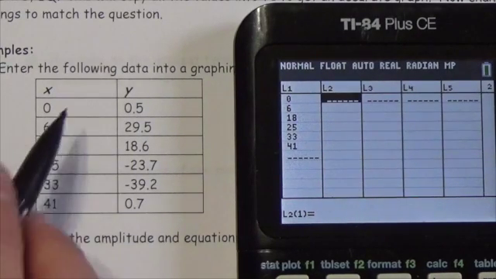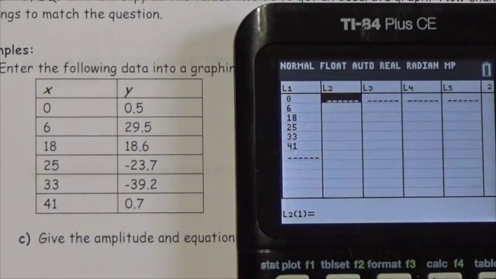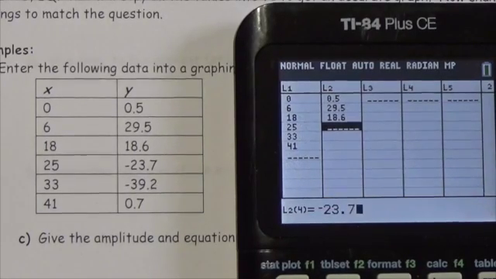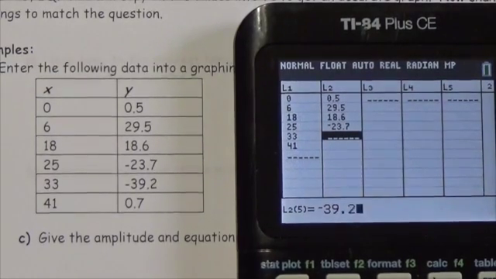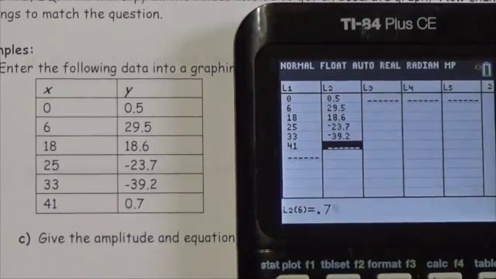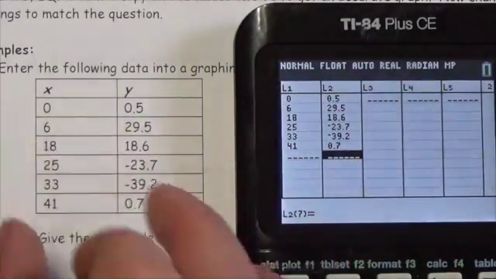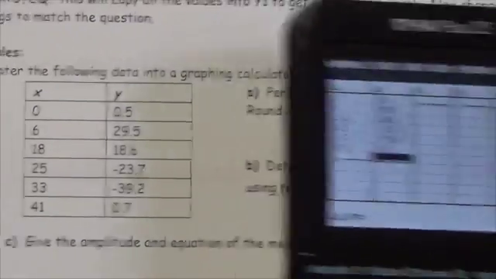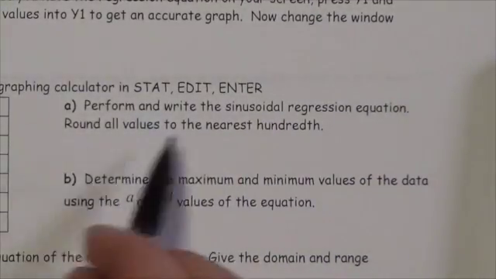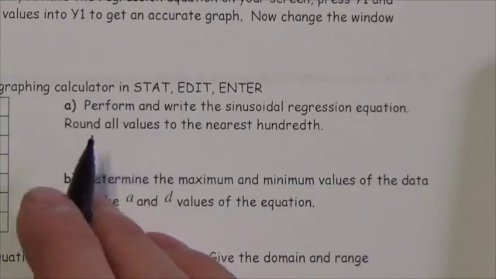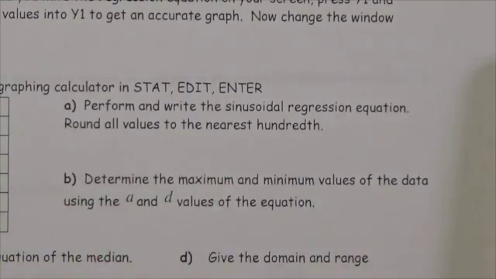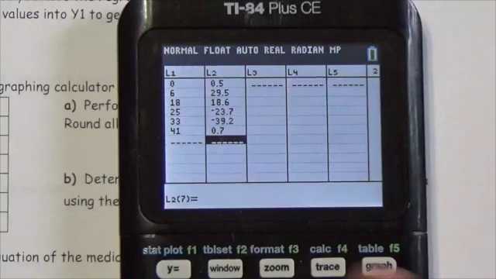Good. Now we move over to the second list here, and I'll enter 0.5, 29.5, 18.6, negative 23.7, negative 39.2, and then positive 0.7. Okay, so there's the data that we need in list 1 and list 2. Now, the very first question that we're being asked to do here is to perform and write the regression equation and round all answers to the nearest hundredth. Okay, so here's our equation, our data.